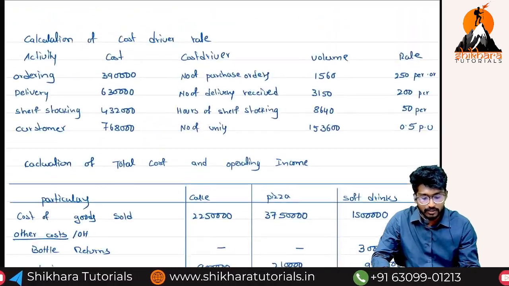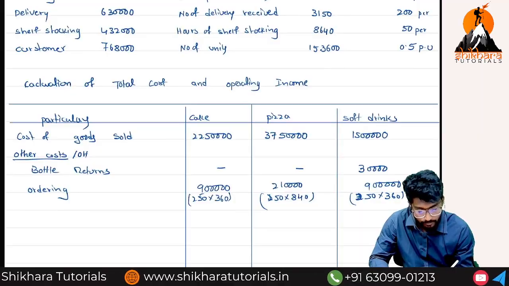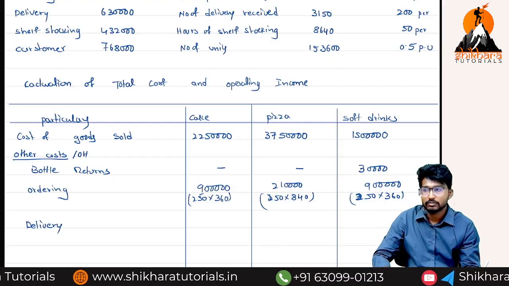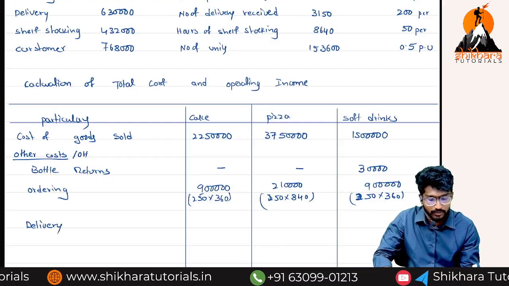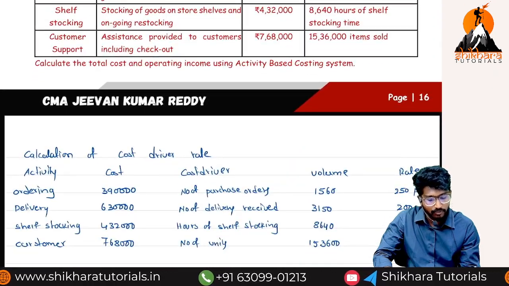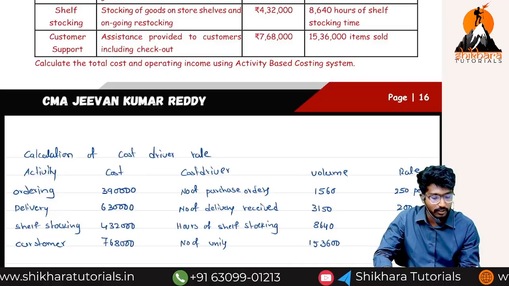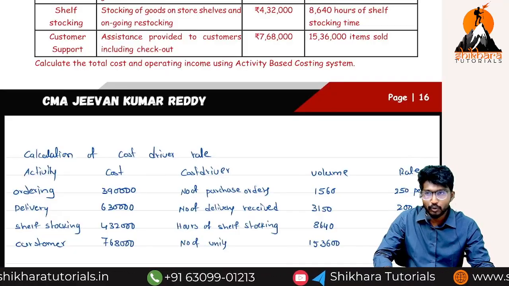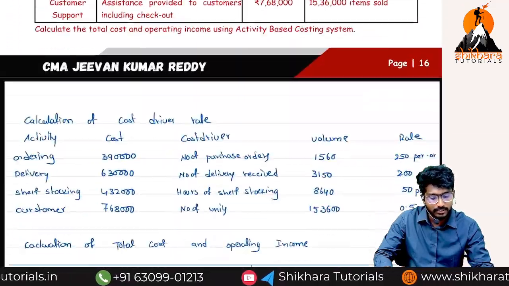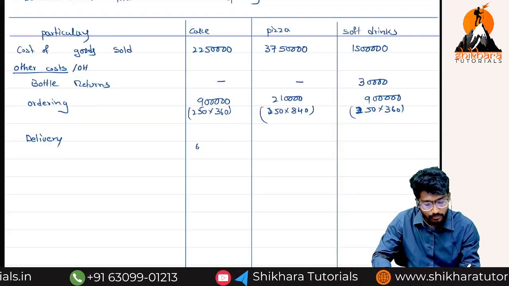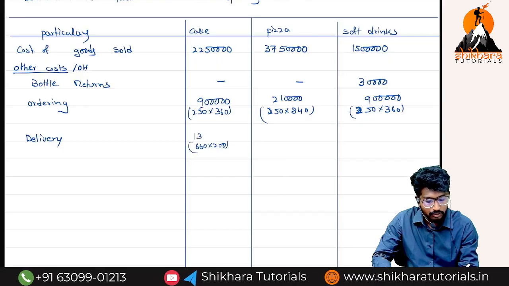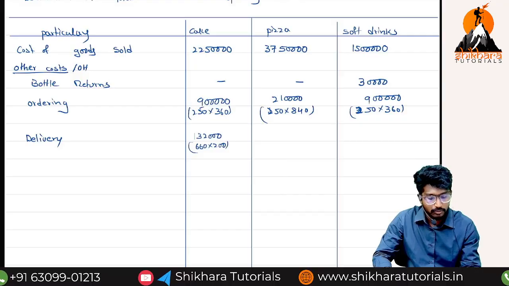Next, what is the next one? Delivery. Now, for delivery, what is the cost driver? Number of orders delivered. Now, what is the rate per delivery? 200. Now, cake consumed how many deliveries? 660 into 200, 1,32,000. Next, pizza.